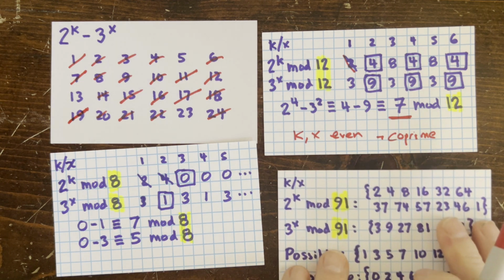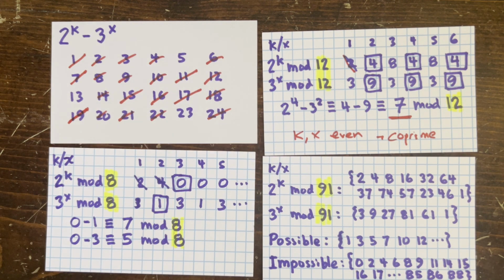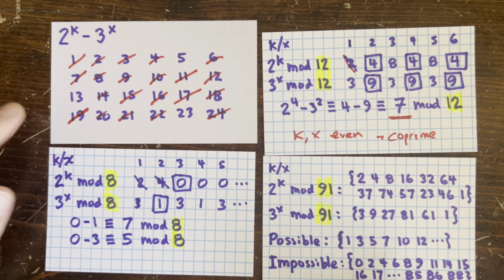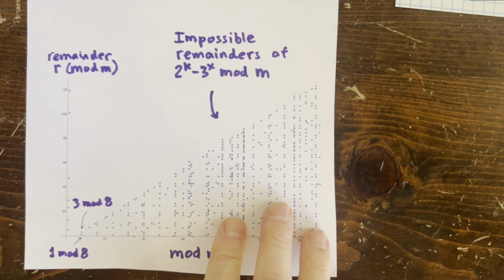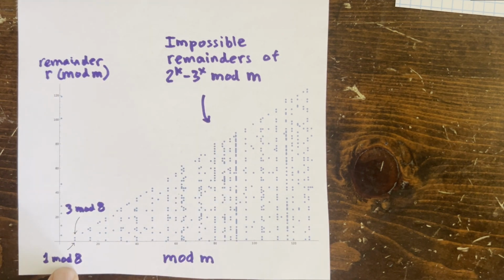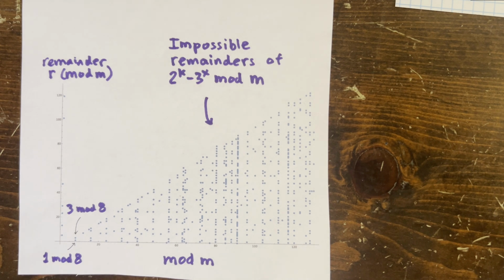So what else? Well, here's 2 to the k mod 91 and 3 to the x mod 91. And if we subtract any of these from any of these, the available differences are only these mod 91 and can't be any of these. So we can cross off those too. And by now, we've crossed off all the evens, 3 evens, the 1 mod 8s, the 3 mod 8s, the 7 mod 12s, and all these mod 91s. And so surely you're asking, what else could we cross off? And since you asked for it, here's a chart of all the impossible remainders R mod m. So yes, this is our daily dose of complete chaos in the integers.